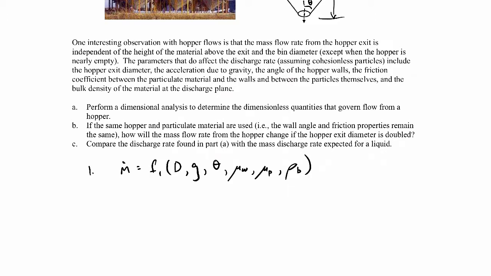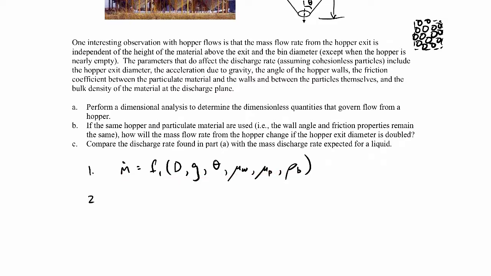Bulk density is the density of the particles including the void space. If we have a bunch of particles here and I draw a volume around them, it's the mass inside that volume divided by the volume. So it's the density of the particles, including the empty space around them. We have all these variables that we know are important based on experimental evidence, so we know the mass flow rate is a function of these things.